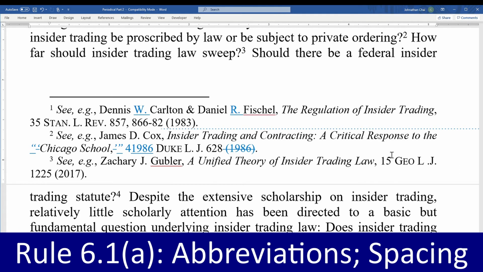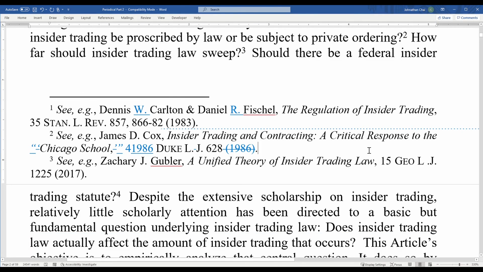Fourth, Bluebook Rule 6.1a states that adjacent single capitals should be closed up, so the space between L and J in the Duke Law Journal abbreviation should be removed. The third citation also has a few typos.